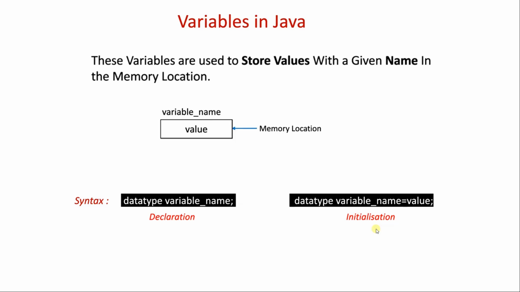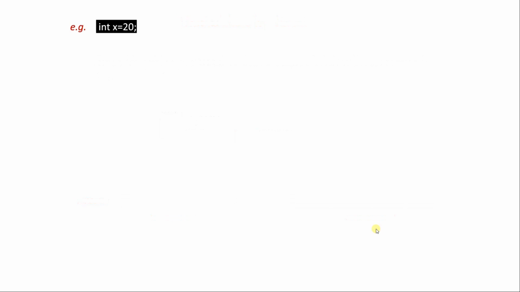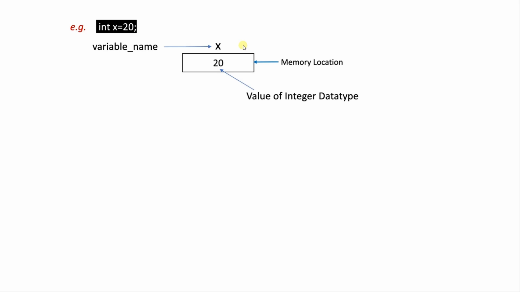Okay, now let's see an example of how a variable is created in memory. Here I have created a variable x of integer data type and assigned it the value 20. When this statement is executed, the JRE selects a memory location and names that memory location with the variable name, here it is x, and loads the variable value into that memory location.